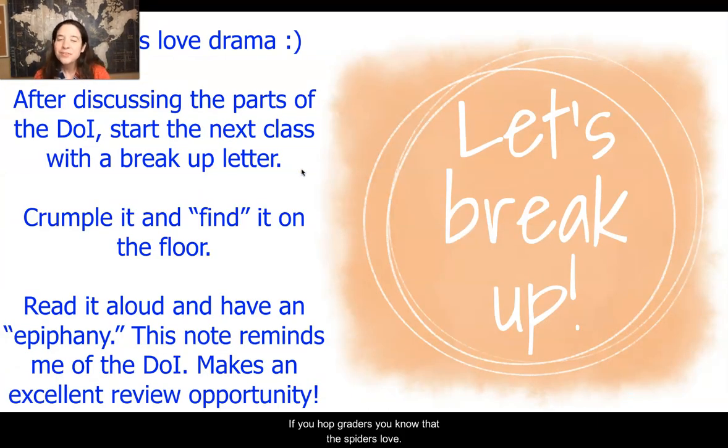So if you taught fifth graders, you know that fifth graders love drama. After we talk about the parts of the Declaration, I start the next class with a breakup letter. So what I do is I write out the breakup letter and I crumple it up and I find it on the floor. I'm going to show you the text of the breakup letter in just a second. So what I do is I find this letter and I say, I am so upset.